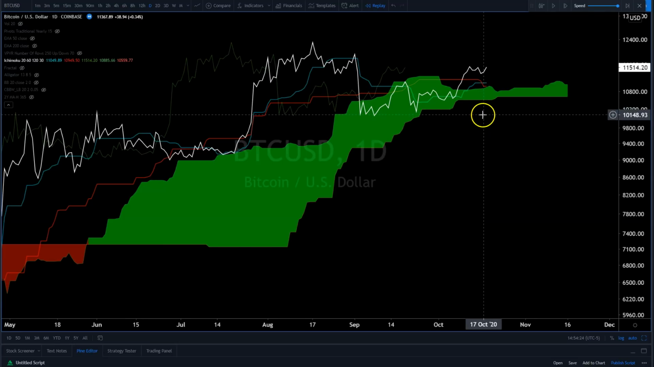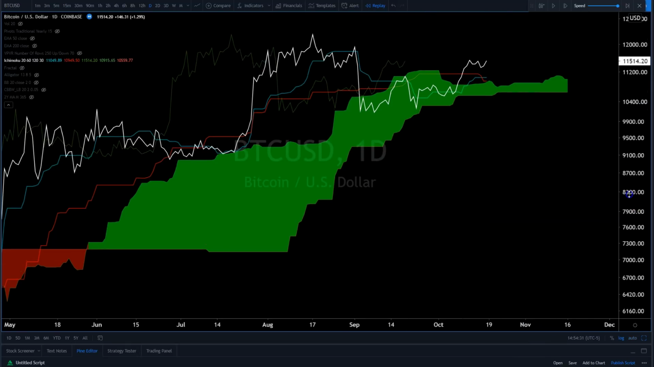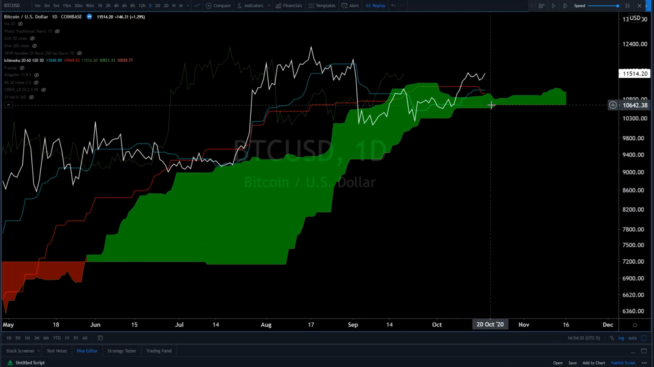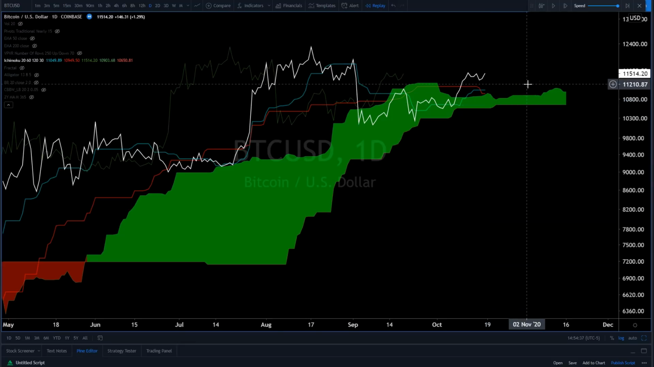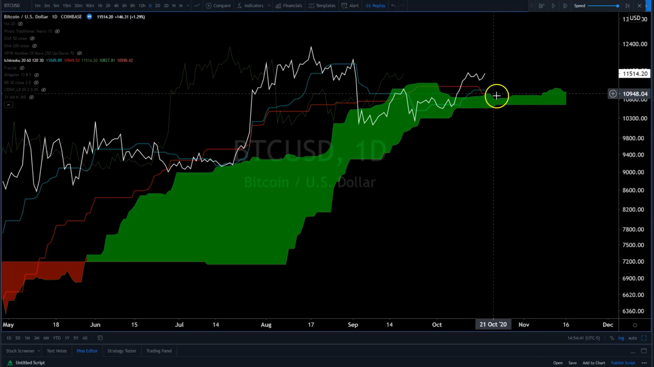Right when that TK cross happens. Now, I don't care personally how the chart looks other than these 4 things when I'm looking for an entry signal. If it looks like this, for me, that's good enough. I don't care if the Kijun crosses over the Tenkan, if the Tenkan crosses over the Kijun. I don't really care if these are even in the cloud or out of the cloud. That is less relevant to me than the entire metrics as a whole.